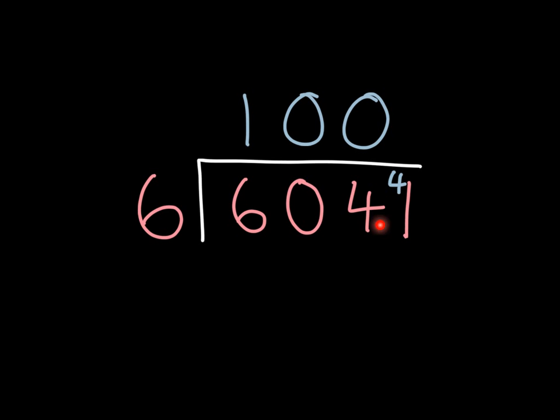So now what I look at is actually 41. How many times will 6 go into 41? Well, I know 6 times 6 is 36. So I'll put my 6 up here. And the remainder from 36 to 41 is 5. So the answer to 6041 divided by 6 is 1006, remainder 5.